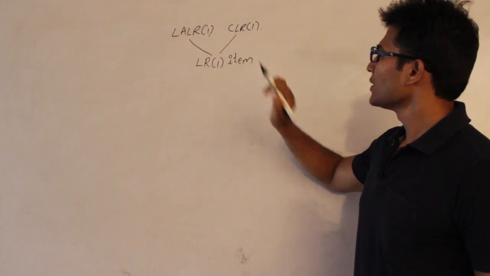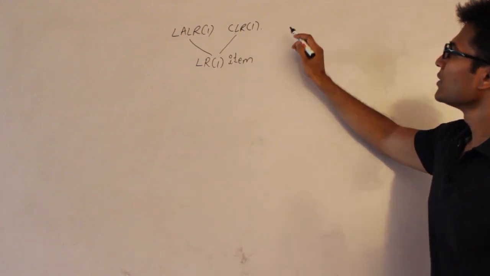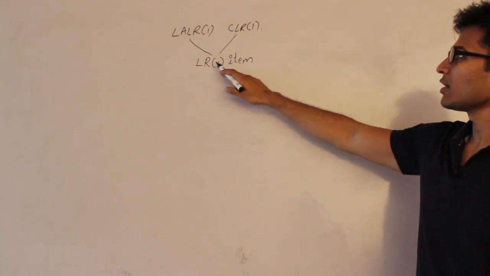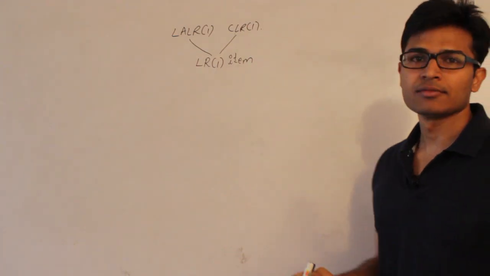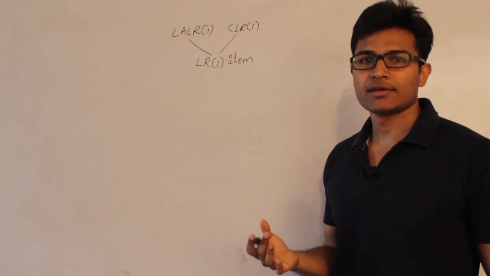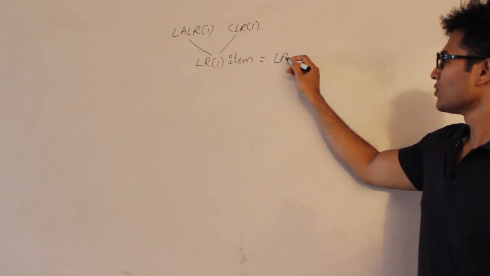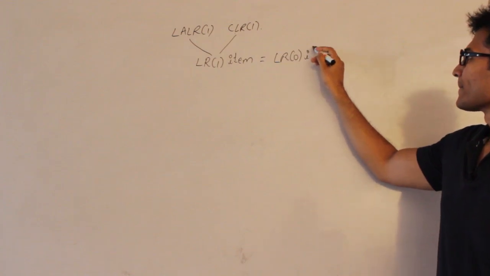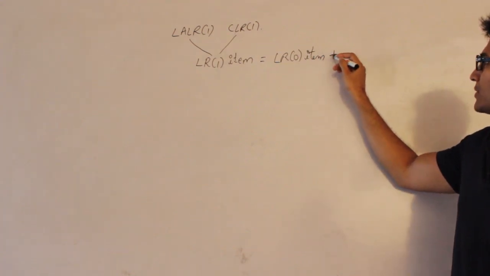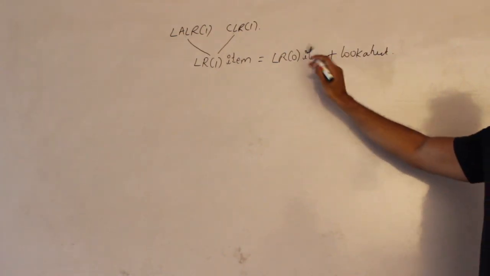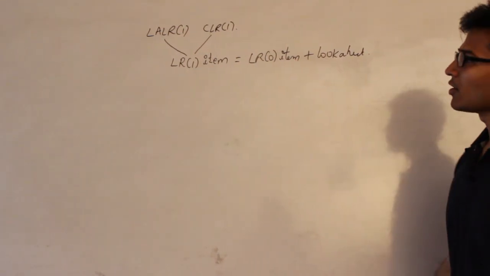In SLR1 and LR0, we used the canonical collection of LR0 items. What is an LR0 item? Any item with a dot in the right hand side is an LR0 item. An LR1 item is nothing but an LR0 item plus a look ahead. So if we add look aheads to LR0 items, we get LR1 items.